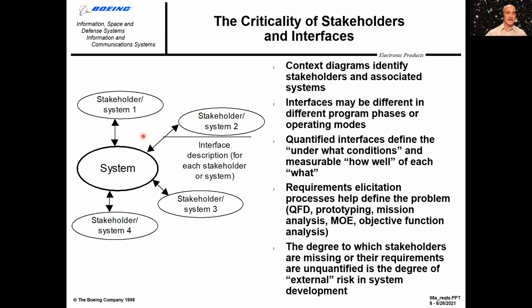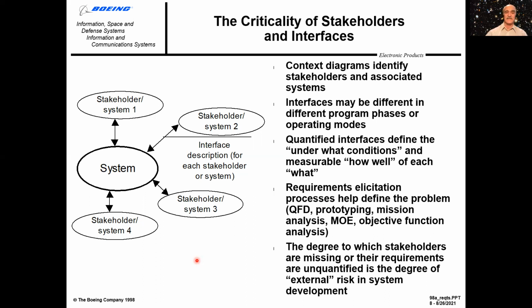We use context diagrams, and these are critically important in systems engineering to clarify who or what is interacting with the system. You will come up with a different problem statement if you have a different set of stakeholders or a different set of associated systems in the context. You may also have different interfaces for different program phases or operating modes or lifecycle phases.